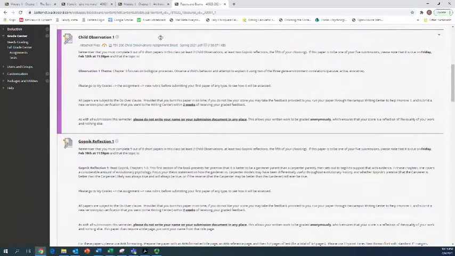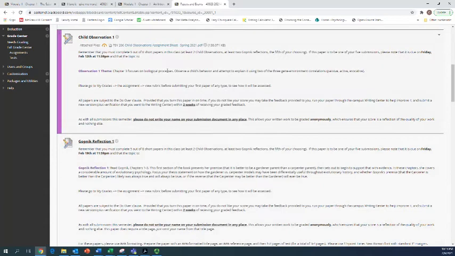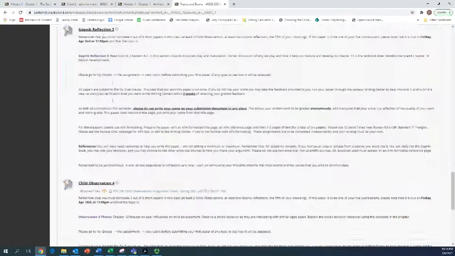And then I've got the papers all laid out here in order of the due date. So there's 8 of these. There's 4 child observations and 4 Gopnik reflections. They're both meant to be short, repetitive assignments so that the students have low stakes testing opportunities and that they can learn and improve as they continue to write in this series of papers. This semester they are allowed to pick 5 out of the 8 papers. So they're all here, the prompts are here.